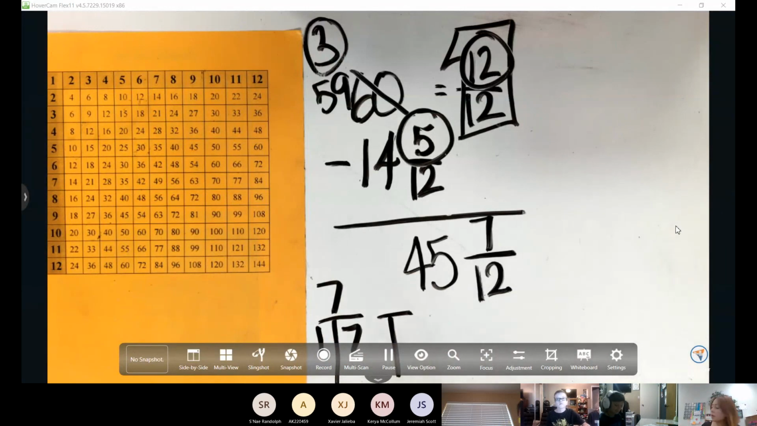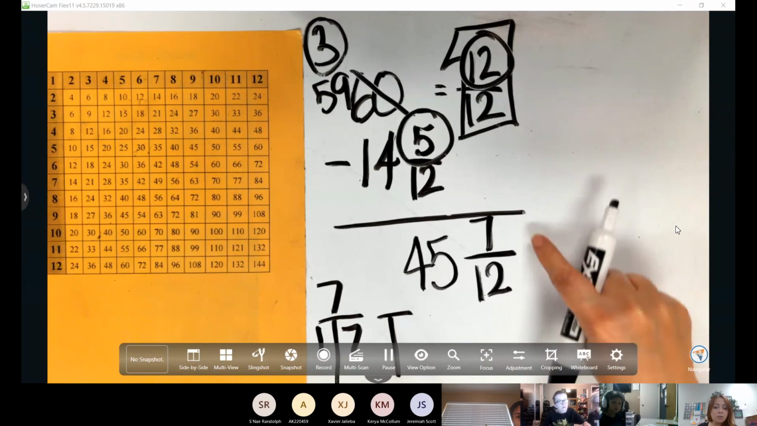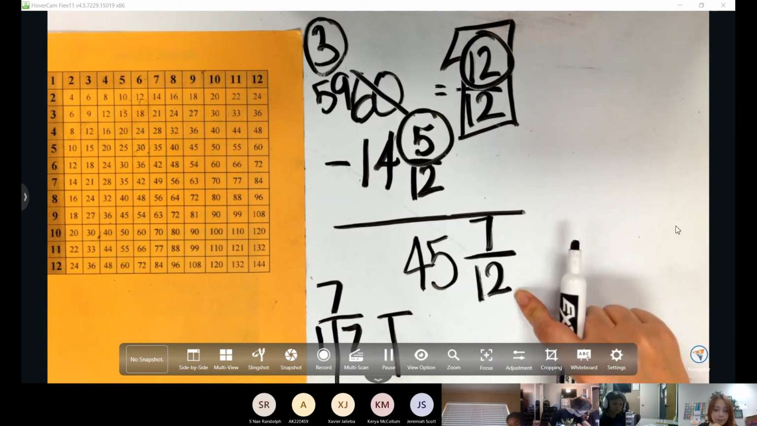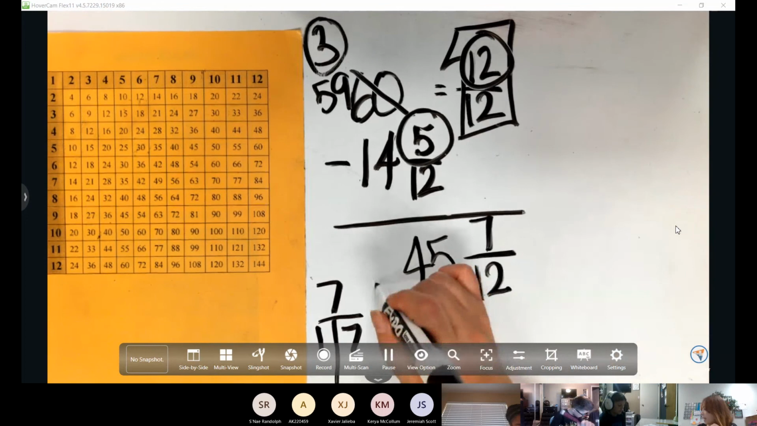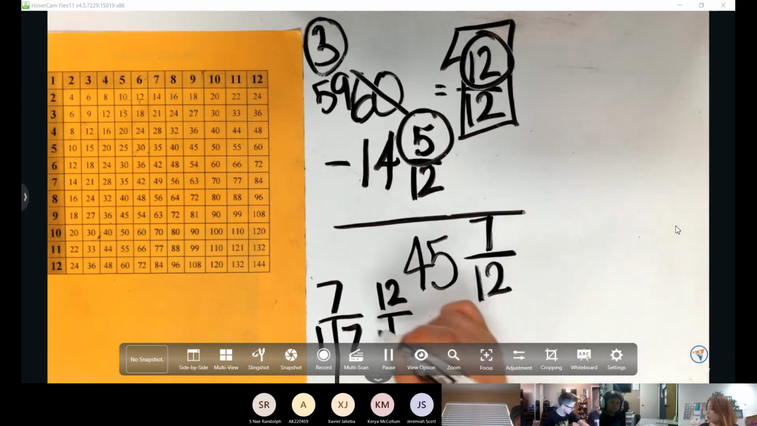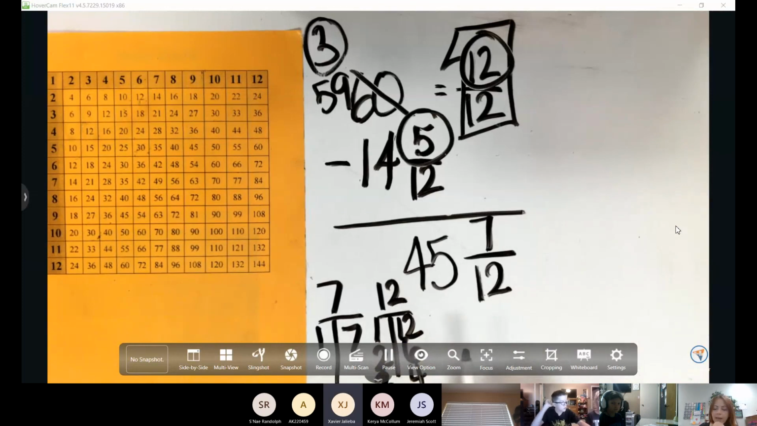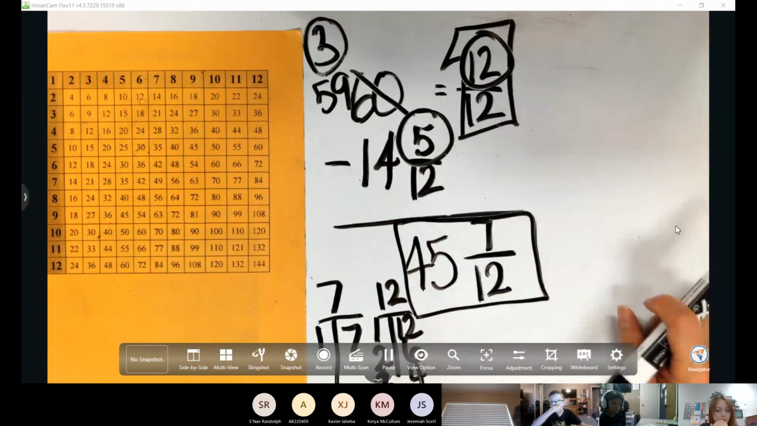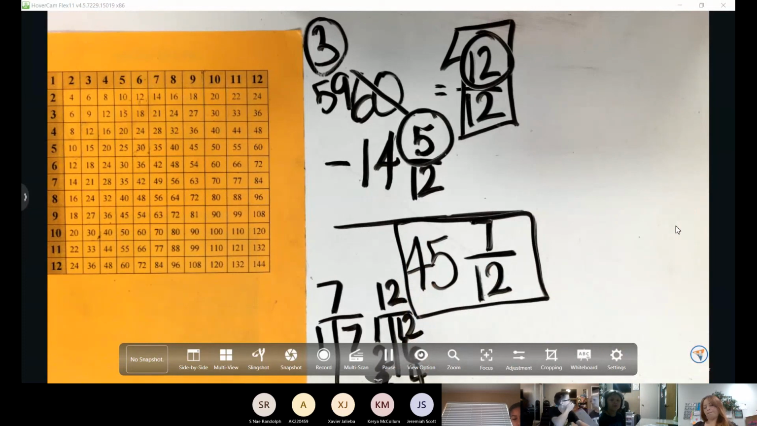So the only way you can reduce this fraction is if this bottom number is divisible by 7. Unfortunately, it's not. If this was 14, then yes. But this is 12. If you want me to show it to you, two numbers that you can multiply to get to 12 would be 1 times 12, 2 times 6, or 3 times 4. 7 does not exist in this chart. They don't share any common factor. So therefore, this number right here is reduced. So our answer was 45 and 7/12.